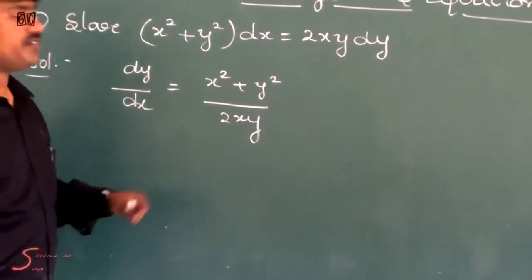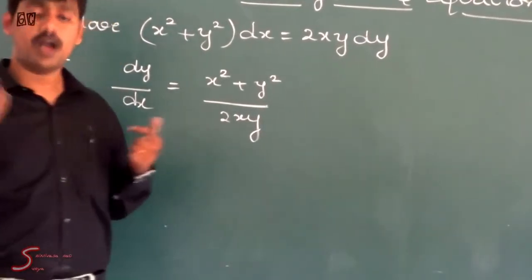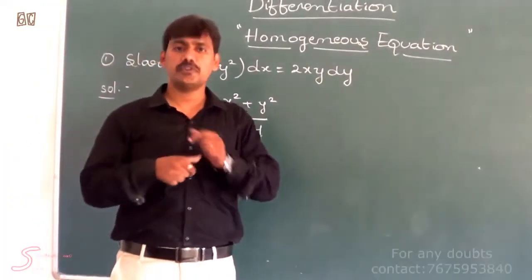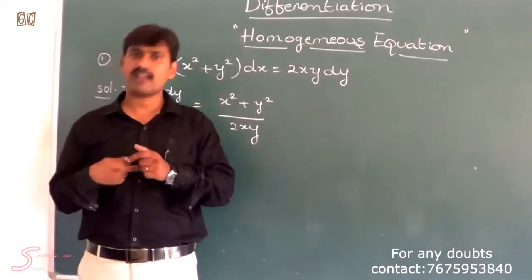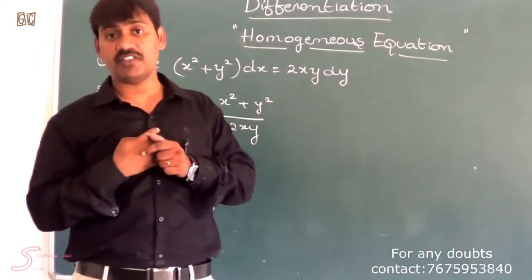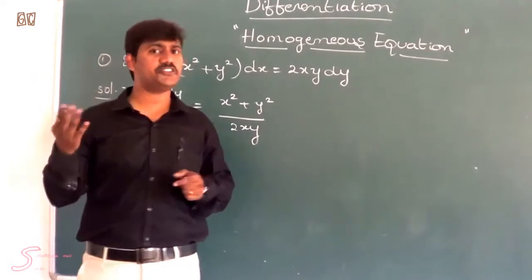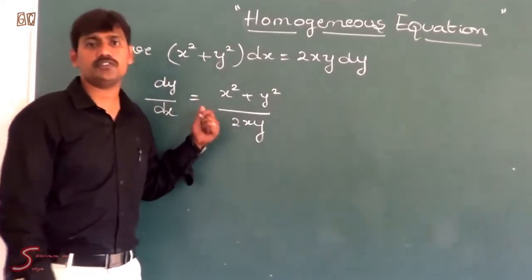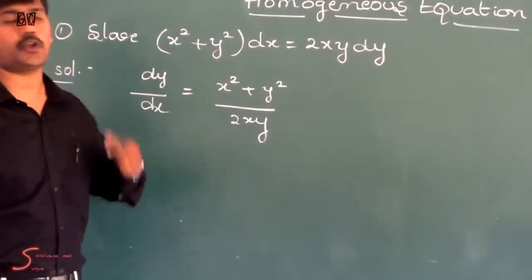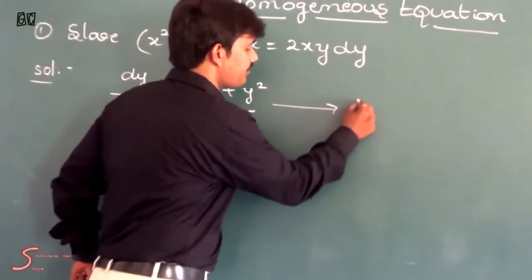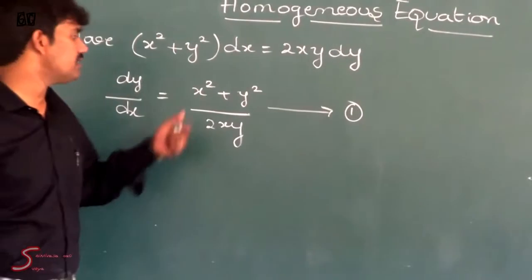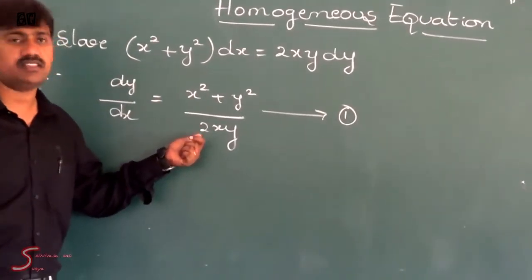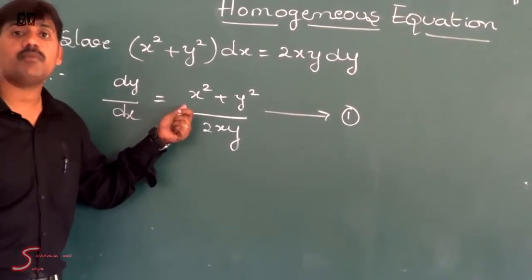First we have to check whether the given function is homogeneous or not. We have plenty of models like homogeneous, non-homogeneous, exact, linear equation, Bernoulli's equation, and so on. First of all, I am going to check whether this function satisfies the homogeneous condition or not. Call this equation 1. The homogeneous condition is that if the numerator degree and the denominator degree are equal, then we can say that the given function is homogeneous.